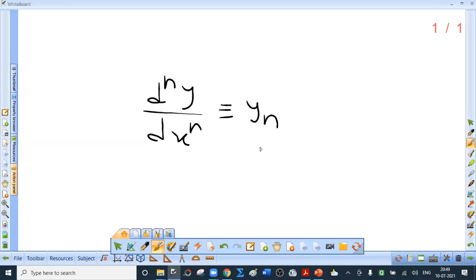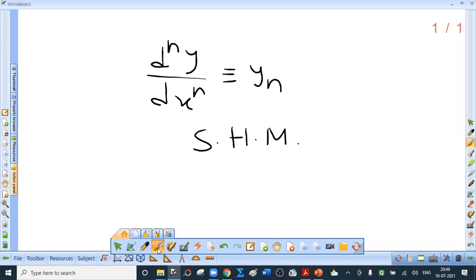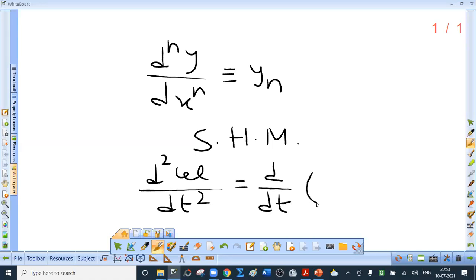In physics, only second order derivatives are required. I think in 12th standard, you are going to study SHM, simple harmonic motion. In that case, you are going to consider second order derivative. I'm not sure, but d2 omega by dt square. d2 omega by dt square is basically d dt of d omega by dt. So this is called as derivative of order 2, second order derivative.